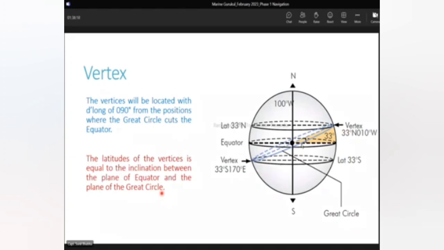So it will be the colatitude of this vertex, correct, sir? That is right. It will be equal to the colatitude of the vertex. Always, sir. Correct. Okay, sir. Very good. Any more doubt beta? No, sir. Thank you. Great. Very good. Let's move ahead then.